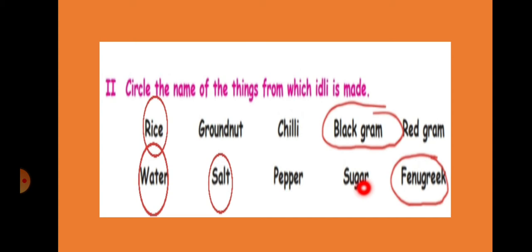Do we use sugar in idli? No. Next, fenugreek. Yes, we use fenugreek. So: rice, black gram, water, salt and fenugreek. Okay, so how many are there? Five are there. Okay children, understood? Shall we go to the next one?